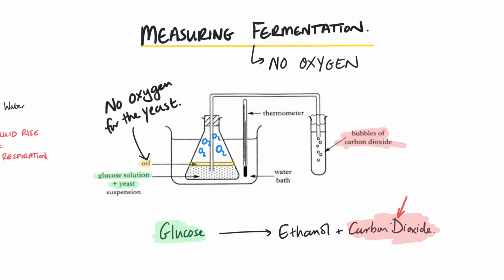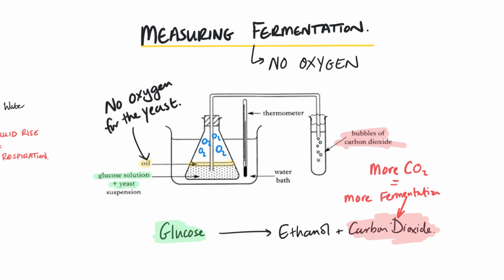What we could do over time is count the number of bubbles that are given off over a set period of time. So say you set the timer for 1 minute, you count 20 bubbles, that's great. You could then change the temperature. You can see this here is set up with a thermometer and a water bath. You could increase the temperature slightly, count the number of bubbles again, and see what effect temperature has on the fermentation of these yeast.